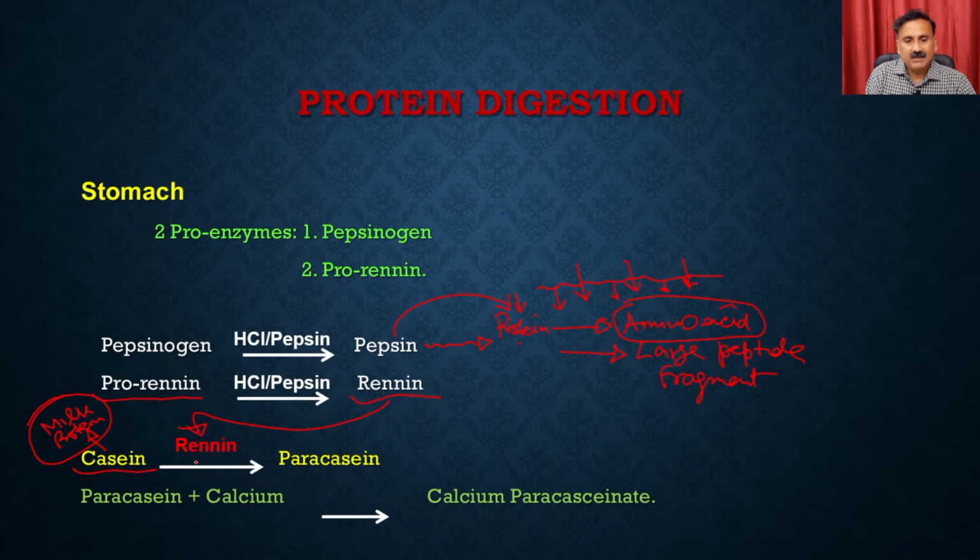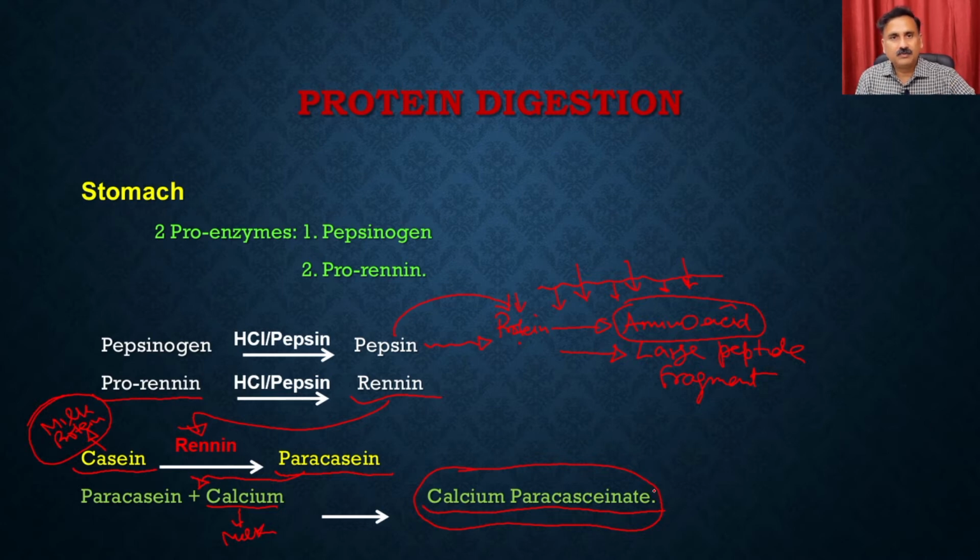So the casein, in the presence of renin, is going to form the paracasein, and then the paracasein is going to interact with the calcium, which is also present in the milk. It is going to form the calcium paracaseinate, and that calcium paracaseinate is going to go further down into protein digestion.